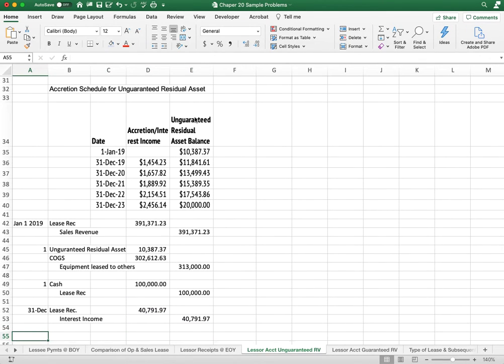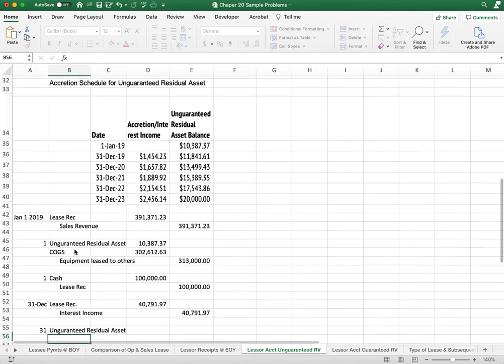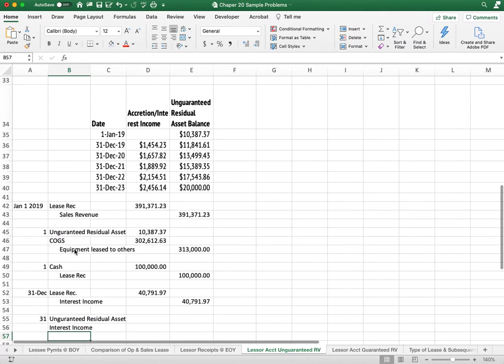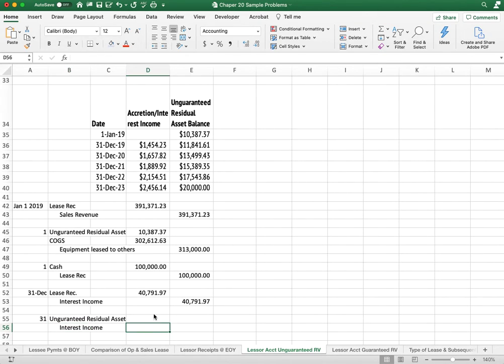And then we also need to account for this interest income from the unguaranteed residual asset. And so we'll type 31 here, and the debit will be to the unguaranteed residual asset, credit to interest income, and we'll cell reference the 1,454. And so that concludes it for 2019.